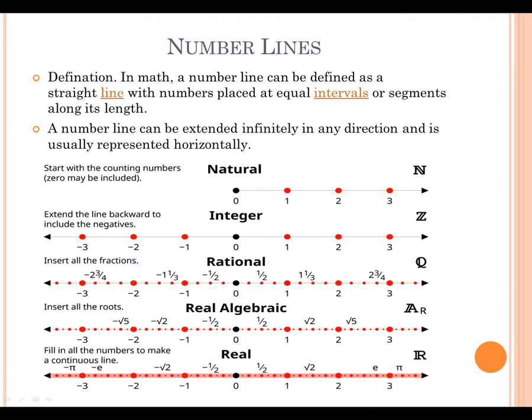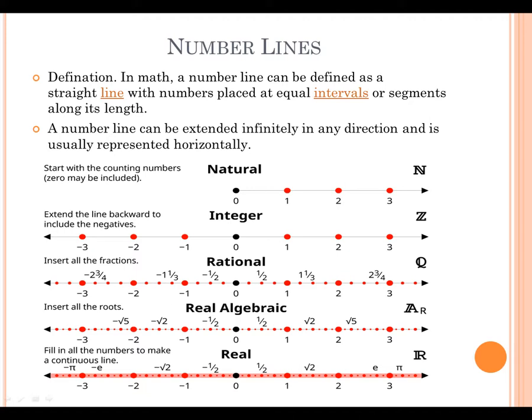So a number line can be extended indefinitely in any direction, and it is usually represented horizontally. Horizontally means from left to right or right to left. If it is written vertically, vertical means up to down, or down to up. So this is the line of integers. You can see that here are all kinds of numbers, just like here negative numbers or positive numbers.